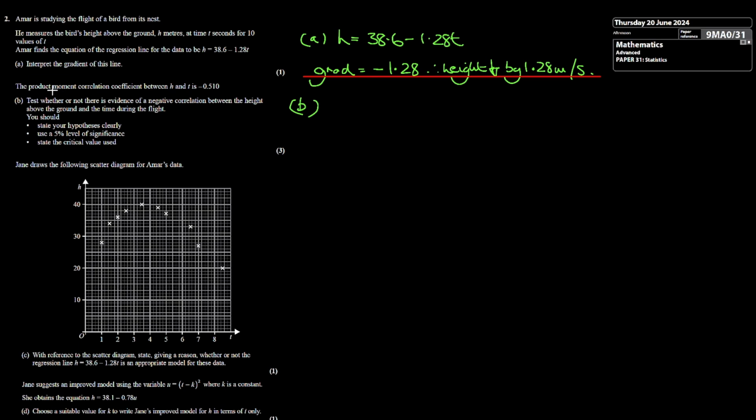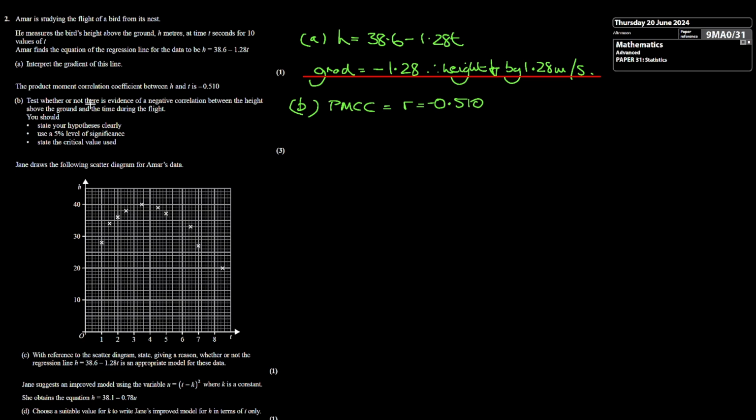And in part B, we're told that the product moment correlation coefficient between h and t is negative 0.510. And we're supposed to do a hypothesis test, testing whether or not there is evidence of a negative correlation between the height of the bird above the ground and the time during the flight. And we've got to state our hypotheses clearly, use a 5% significance level, and state the critical value used.